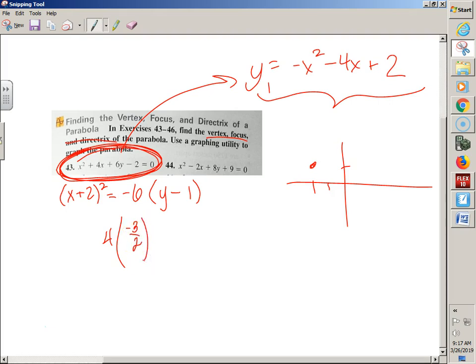Because then 1 and 2 and 6? Yeah. Then you would have had to go down 1 and a half to get to your focus. You would have had to go back 1 and a half to get to your directrix. And then you would have had your, there he is.